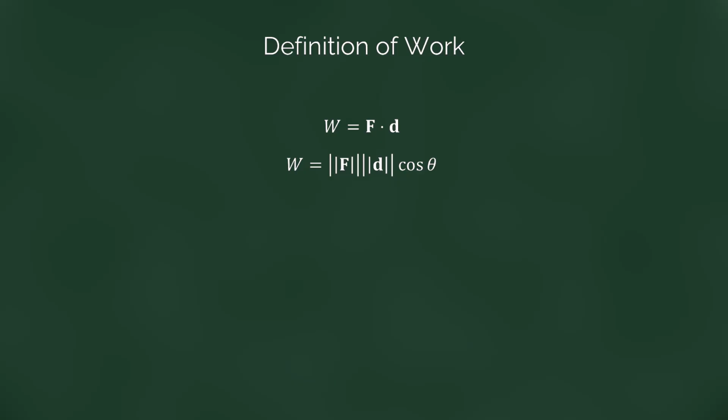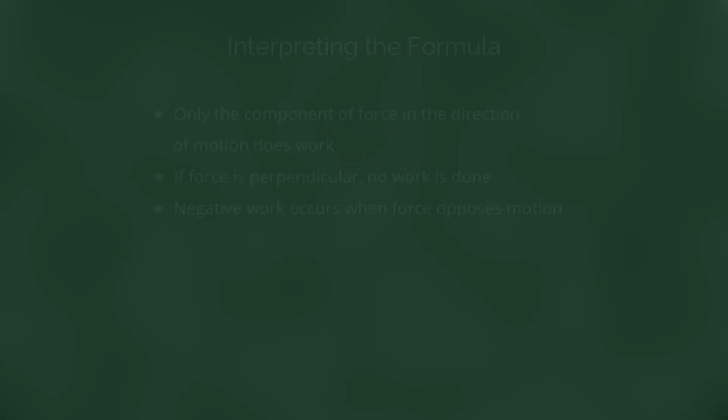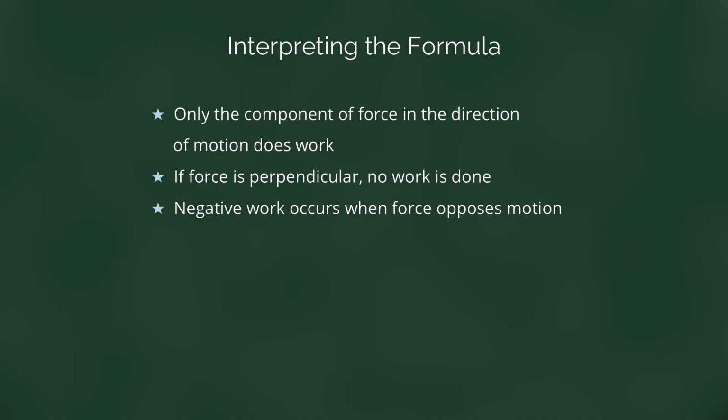Our formula for work is that work is equal to the dot product of the force and the direction vector. If we think about this geometrically, that means that work is going to be the magnitude of the force times the magnitude of the direction times the cosine of the angle between those two. The formula for work gives us a few key insights into the idea of work.